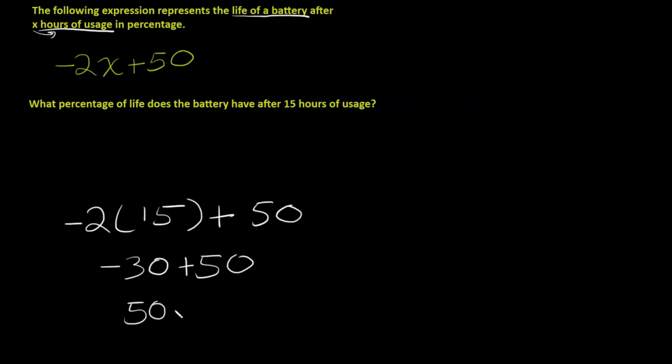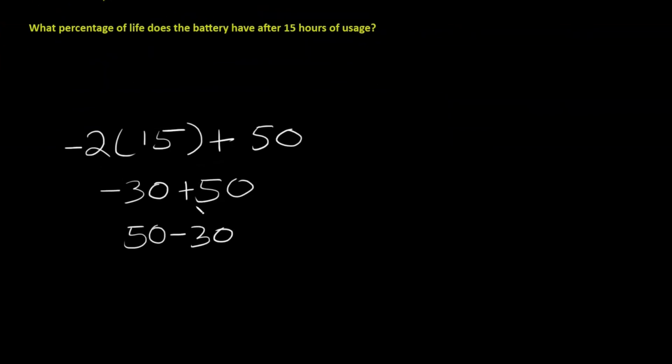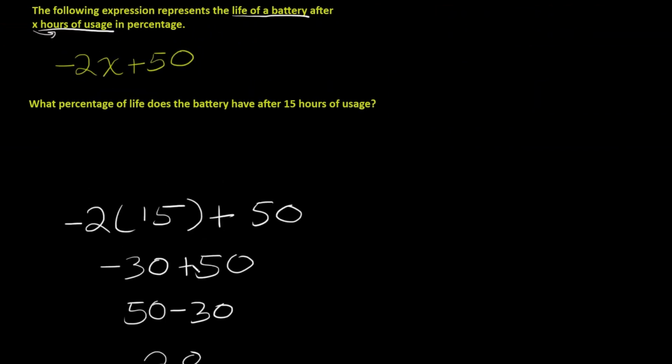This will be 50 plus negative 30, right? But we know when we're adding a negative, that's the same thing as subtraction. So this is 50 minus 30, and 50 minus 30 is just going to be 20. So what percentage of life does the battery have after 15 hours of usage? It has 20%.